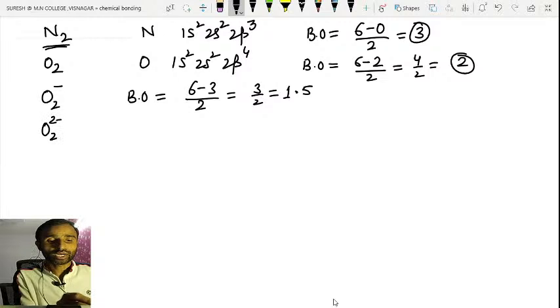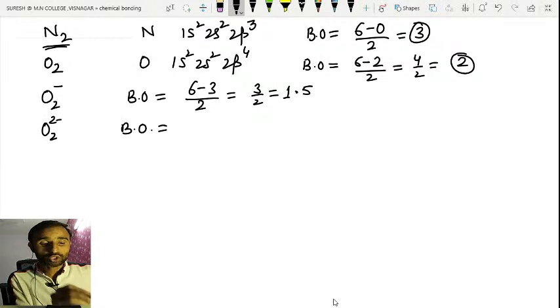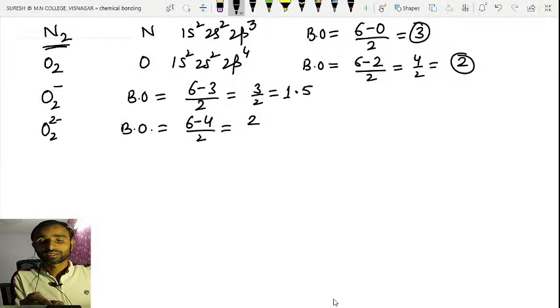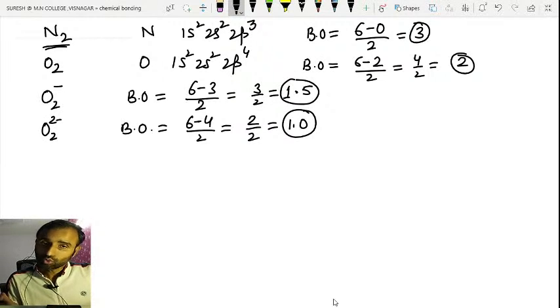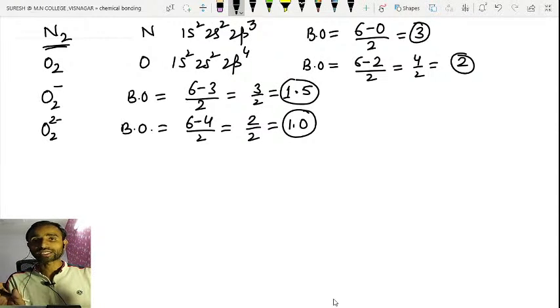And O2 2 negative: 4 plus 4, 8, plus 2. 2 negative means 2 electrons are gained, so total 10. Out of 10, 6 are in bonding, so remaining 4 are in anti-bonding. So bond order comes out to be 1.0. So these are the bond orders of N2, O2, O2 negative and O2 2 negative. That's all about the NCERT exercise of chemical bonding. We have completed it today.